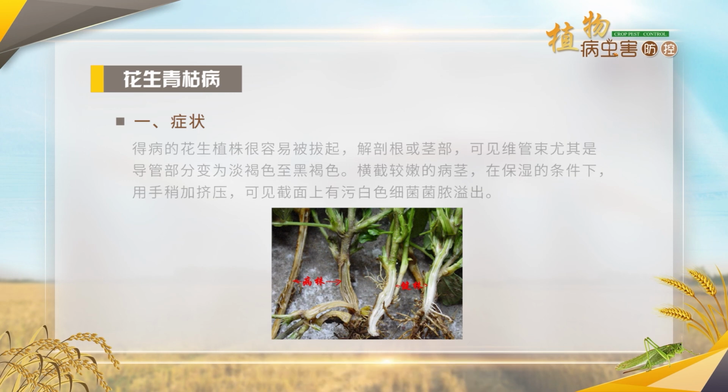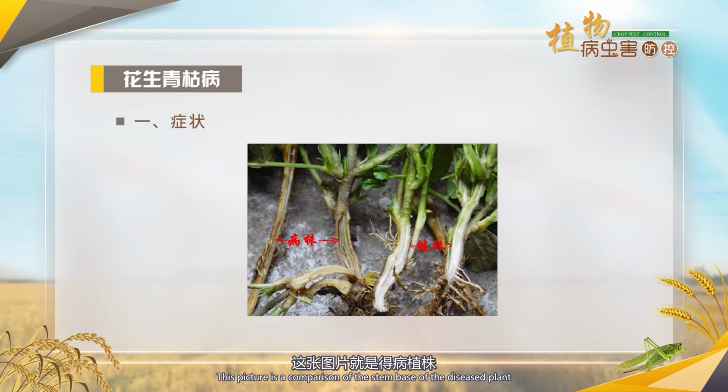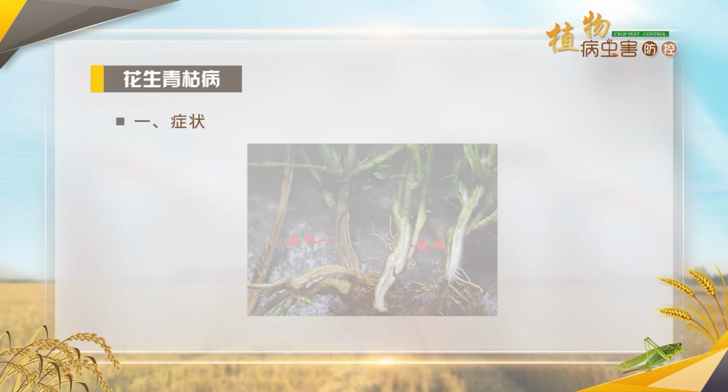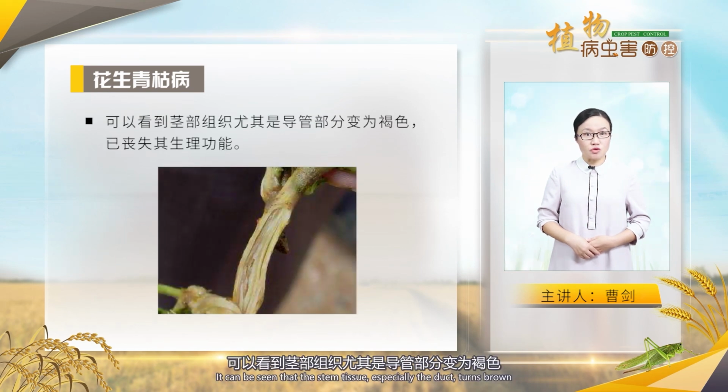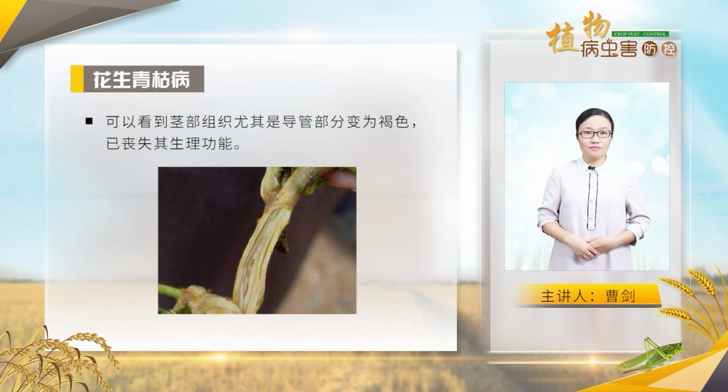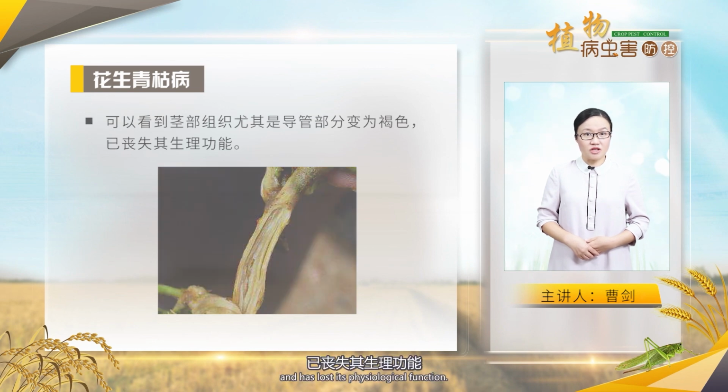This picture is a comparison of the stem base of the diseased plant and that of the healthy plant. Compared with the healthy plant on the right, it can be seen that the stem on the left has completely turned brown and wet rotten. The cells have completely died, and the plant has lost its vitality. Let's check the stem of peanuts after bacterial wilt. It can be seen that the stem tissue, especially the duct, turns brown and has lost its physiological function.